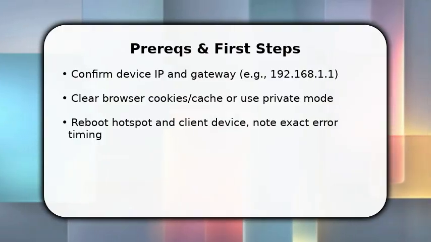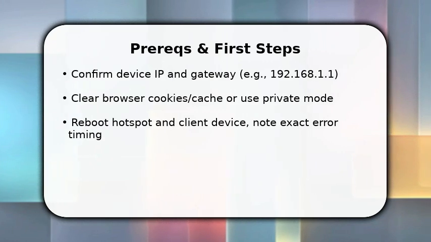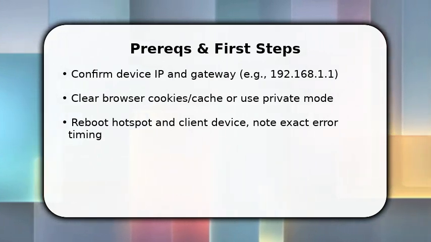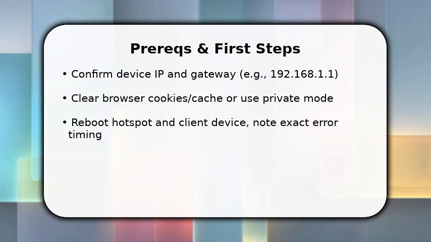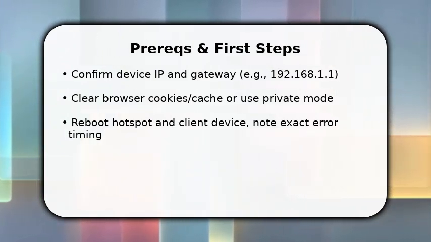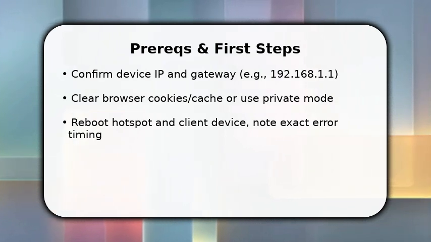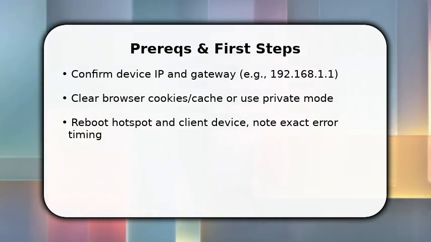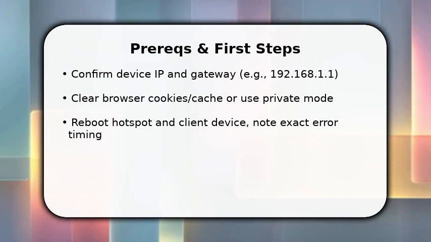You start by confirming prerequisites. Get the client IP and gateway and note them. Next, clear the browser cache and cookies or open a private window because stale cookies cause redirect loops. Once done, restart both the hotspot/router and your client device to reset captive portal state.